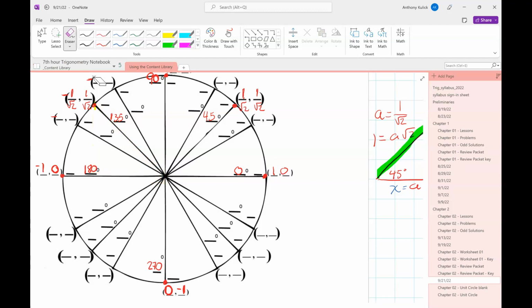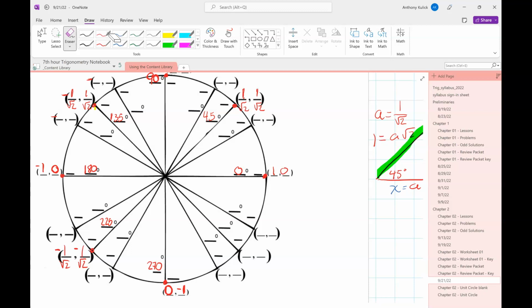Okay. The next place where I can build a 45, 45, 90 triangle is down here at 225. So like we're talking about that reference triangle there. In the third quadrant, the x's are positive or negative? Negative. The y's are positive or negative? Okay. And then I'll just copy in the same values otherwise.